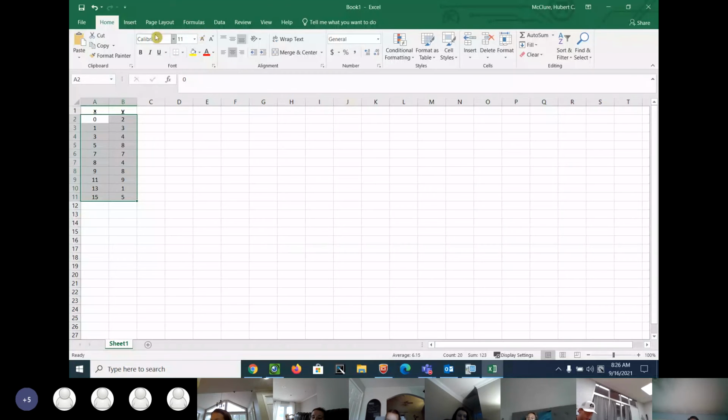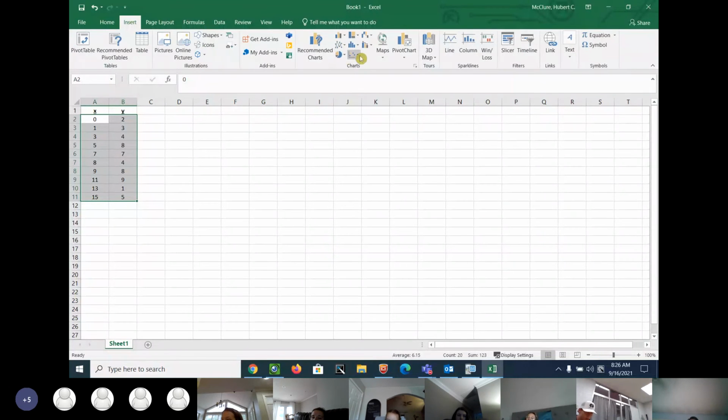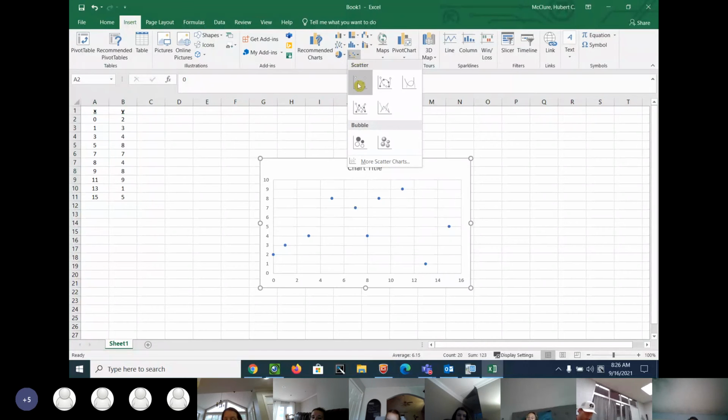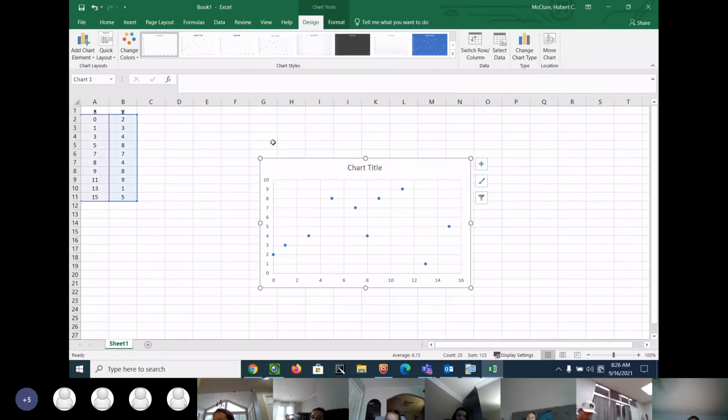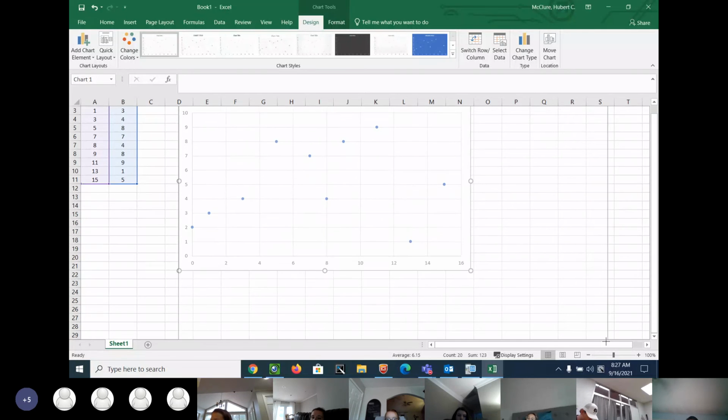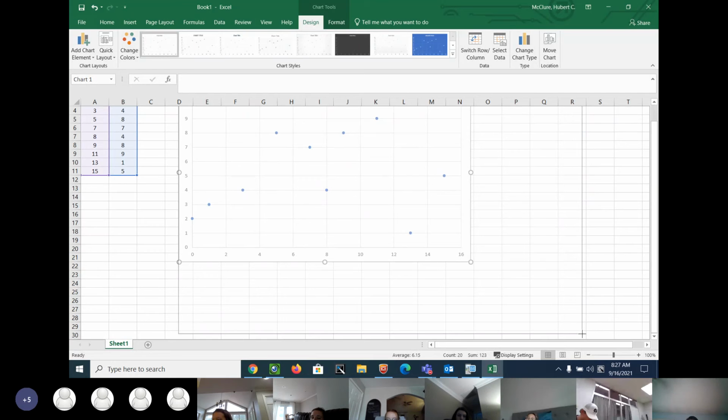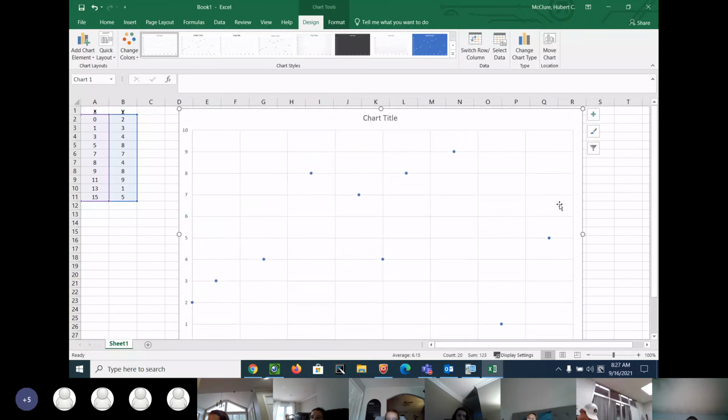I'm going to go to Insert, and I'm going to go to Scatterplot. And there is our Scatterplot. I'm going to make it big so everybody can see what I'm doing here next. So there's your Scatterplot.